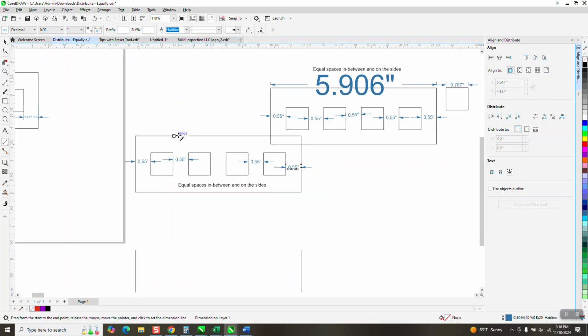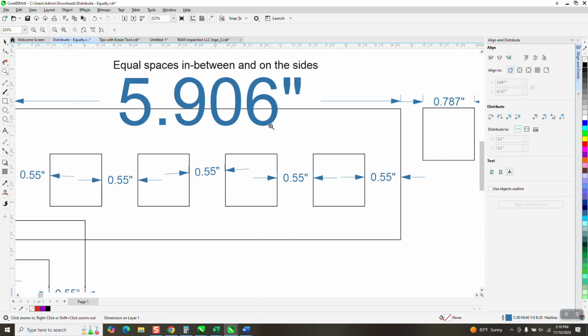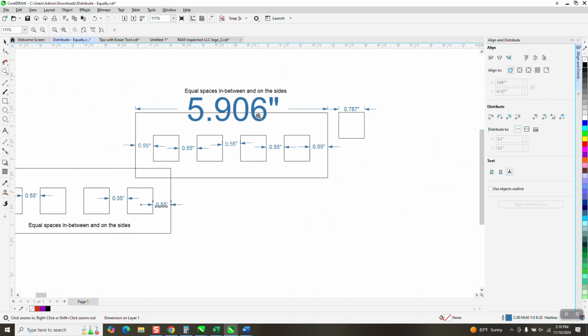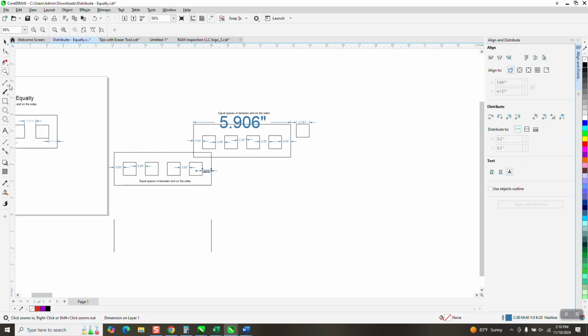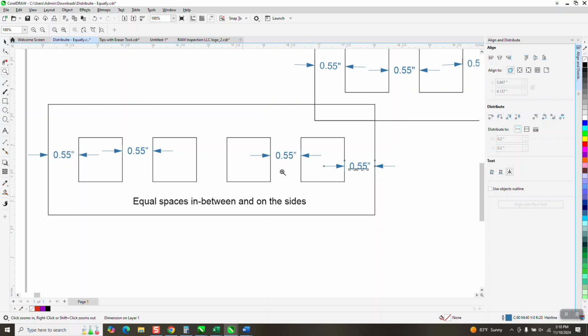And then, because the hardest part on this, if you watched part 1 or part 2, I don't know how many I made on this, the little square was 0.787. The whole box is 9.906. So think about it next time you need to space something out equally on the sides.